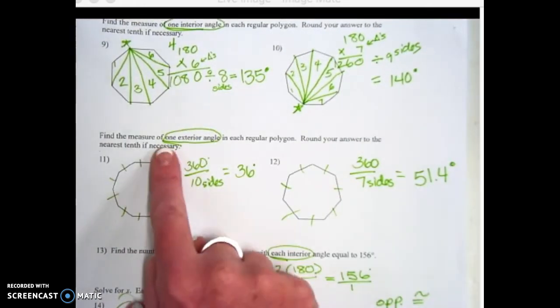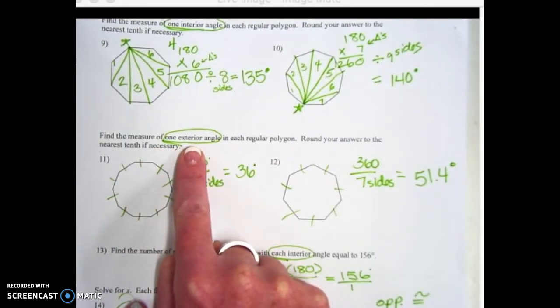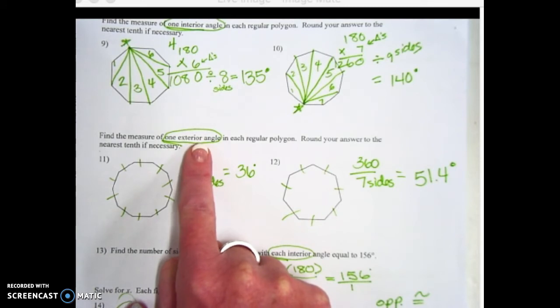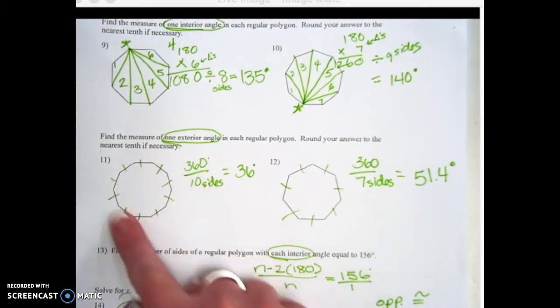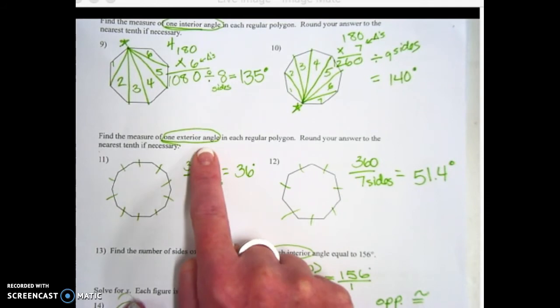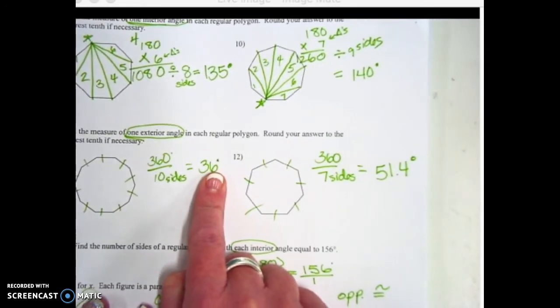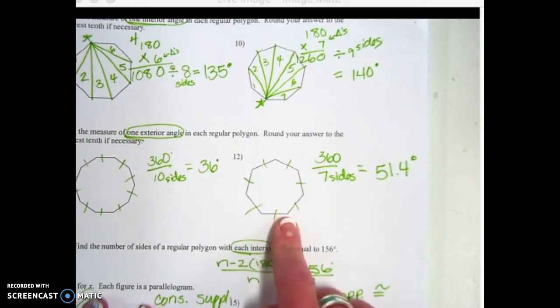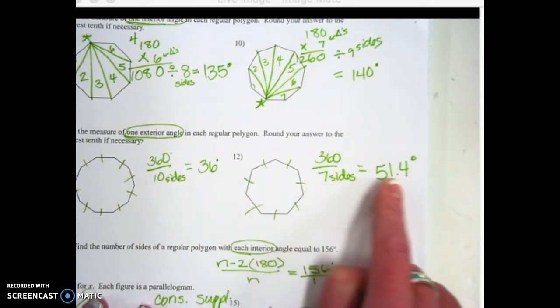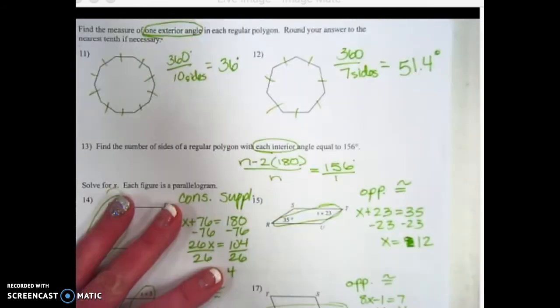Number 11 and 12 is looking for an exterior, not an interior, so make sure you're in the correct column. And then you count up the number of sides. You take 360, divide by that number of sides, so this one should be 36 degrees. Number 12 has 7 sides, so 360 divided by 7 is 51.4, roughly, on your calculator.